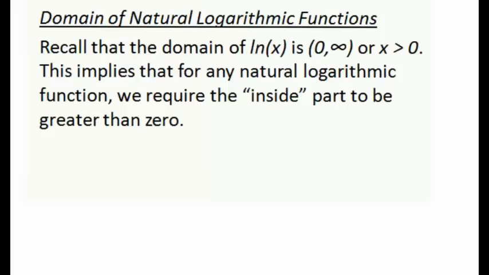For the last bit of this lesson, I want to talk about the domain of logarithmic functions. Now recall that the domain of ln of x is x has to be greater than 0. And that's because we have a vertical asymptote at x equals 0, and our function ends up being over on the right-hand side of our xy plane. So this implies the inside part of our natural logarithmic function has to be greater than 0. And of course, this is going to be true for any logarithmic function in general.